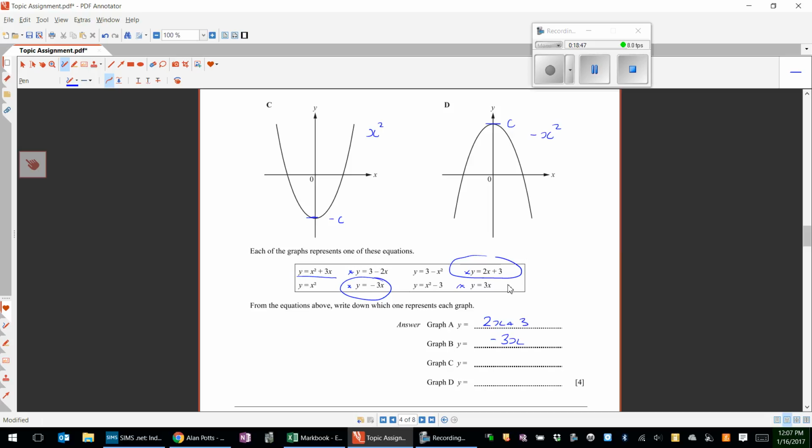This one is a negative x squared, so it could be that one. None of the others are. So actually, d has to be y equals 3, because it crosses at 3, minus x squared. And then this one has to be a positive x squared with a minus something, which would suggest that one.